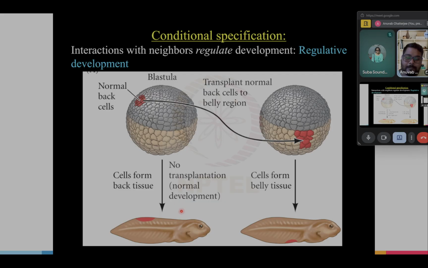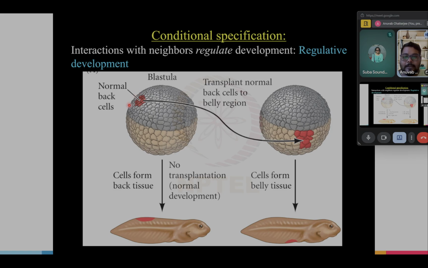And we see that instead of forming the gill-like structure that should have formed from this part, the cells form a normal fin, as if they listened to the cells surrounding them and agreed: okay, I now have to make a fin. Even though I was supposed to make a gill, now I am surrounded by cells which are asking me to make a fin, so I will form that.